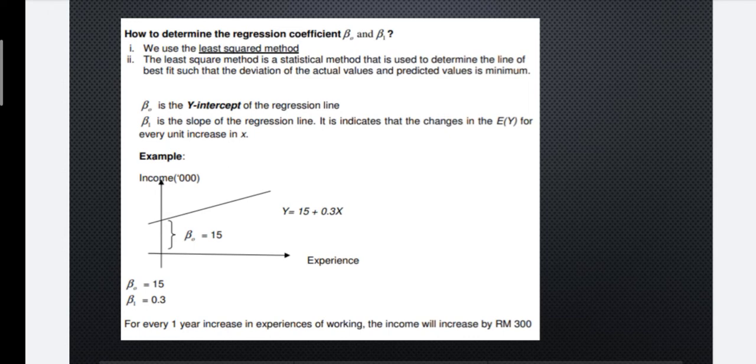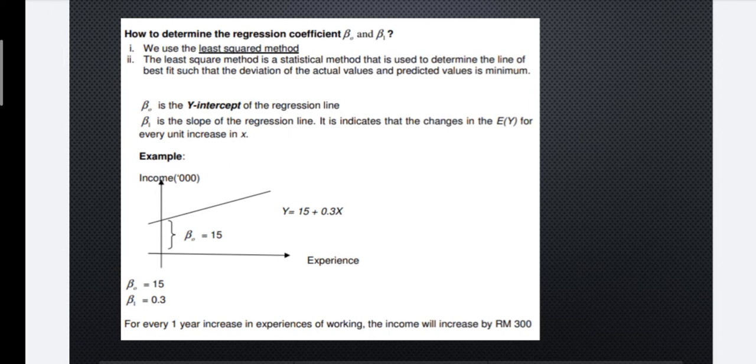Okay, so for example, ini example kita simple linear regression. Y adalah income, sebab income ni berada di y axis kan. Y adalah income dan experience adalah x. Okay, so income depends pada year of experience.